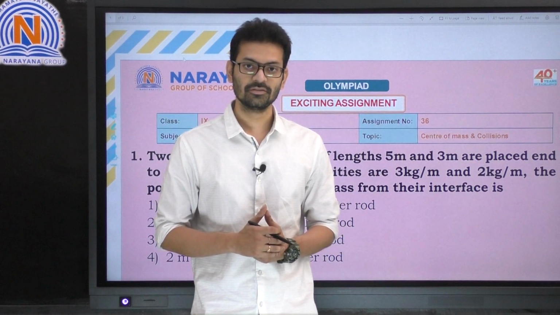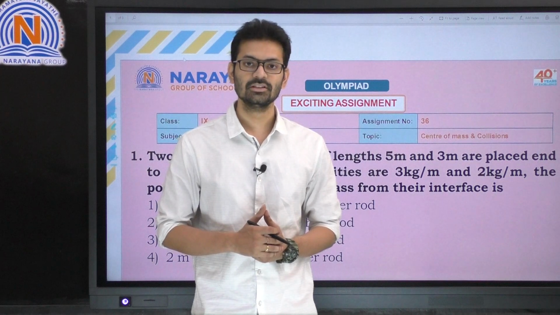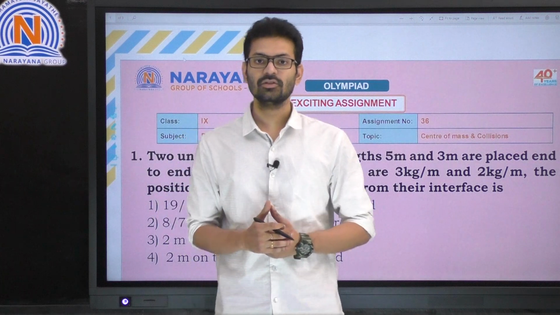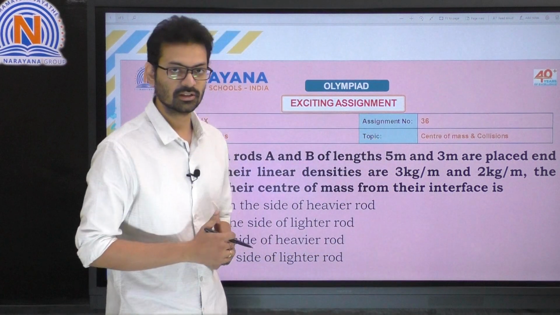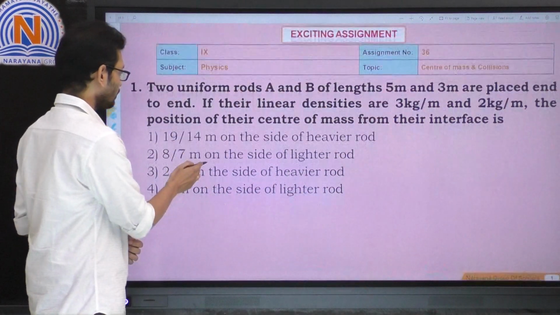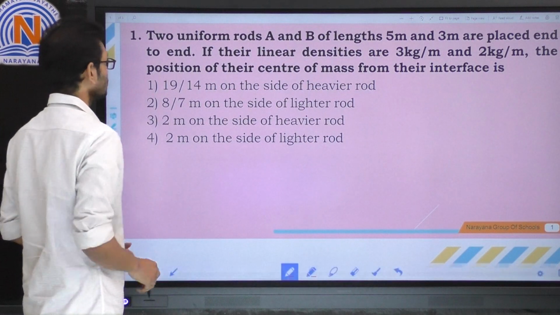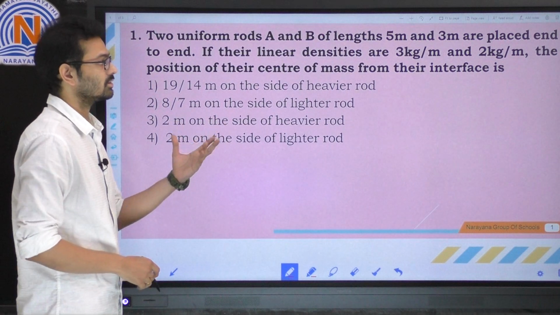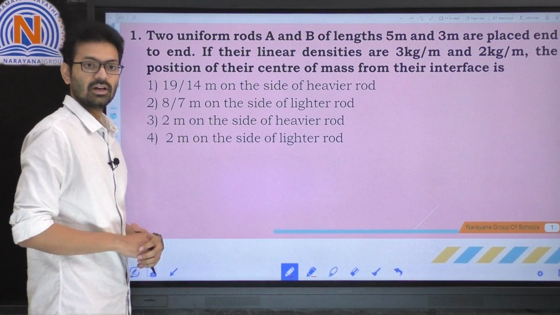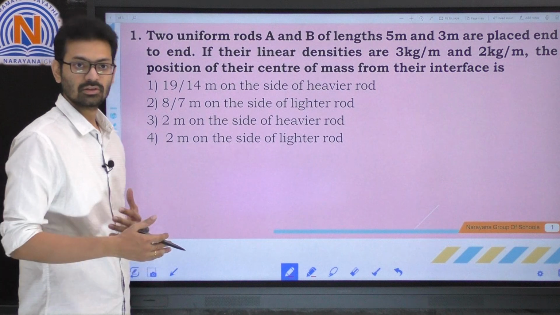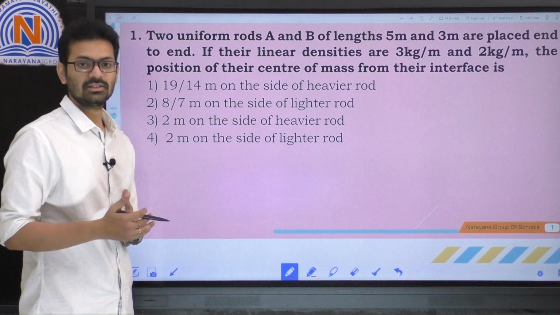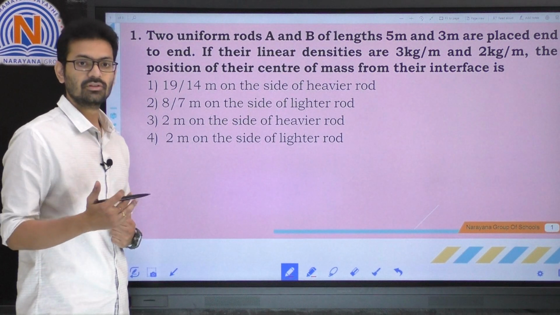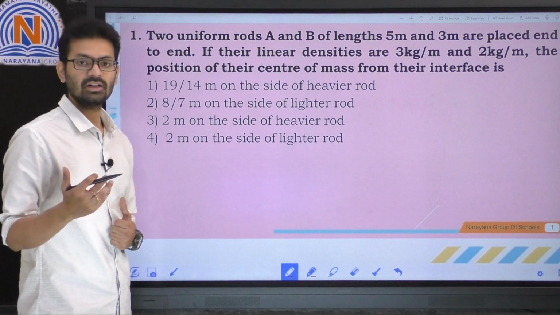Today I am in front of you all to discuss assignment number 36, which is from the topic center of mass and collisions. Let us go with the first question given in this assignment 36. Two uniform rods A and B of length 5 meters and 3 meters are placed end to end. If their linear densities are 3 kg per meter and 2 kg per meter, find the position of their center of mass from their interface.